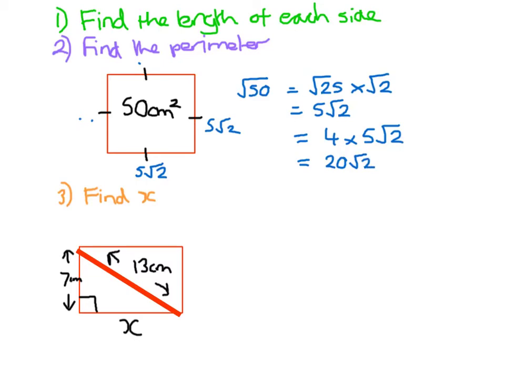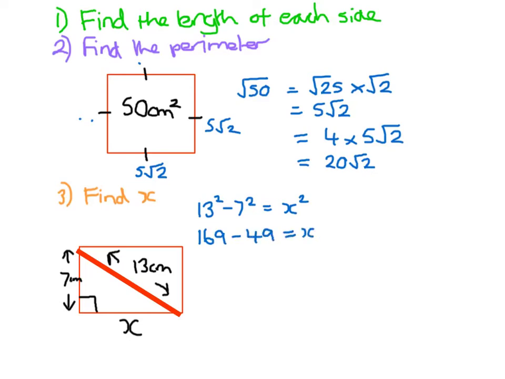Final one, find x. It's a fairly confusing looking diagram here. We've got a right angled triangle, of which we know the longest side and one of the shorter sides. So we can use Pythagoras' theorem to work this out. When we're finding a shorter side, we're going to be subtracting. So it's going to be 13 squared, take away 7 squared, will tell me what x squared is. So 13 squared is 169. 7 squared is 49.